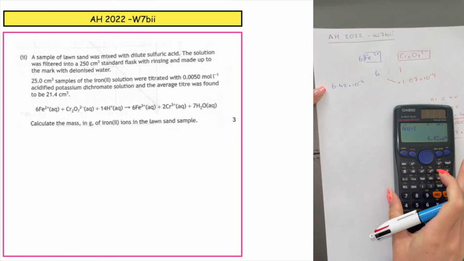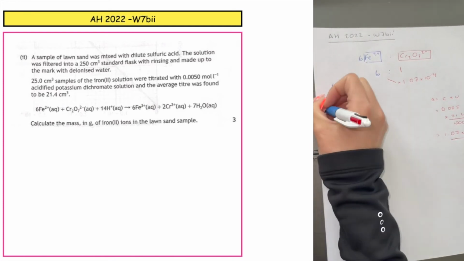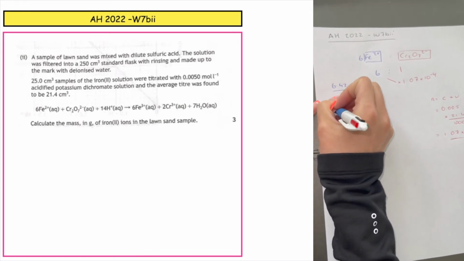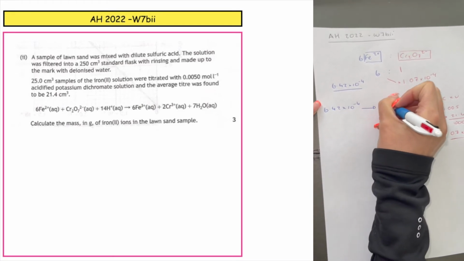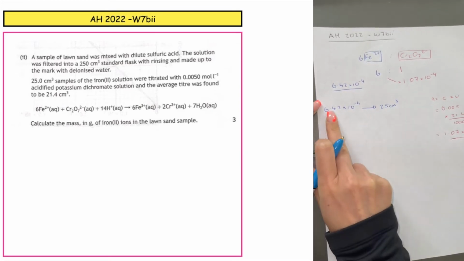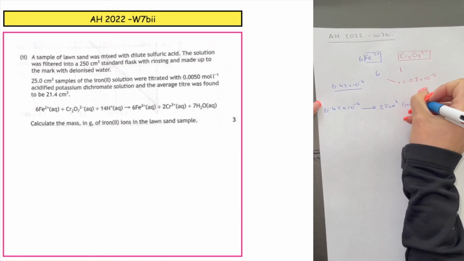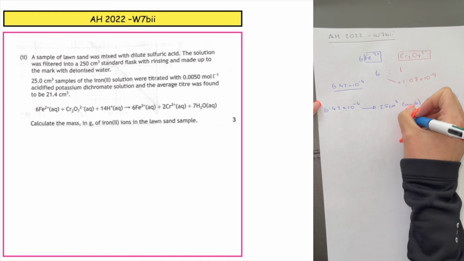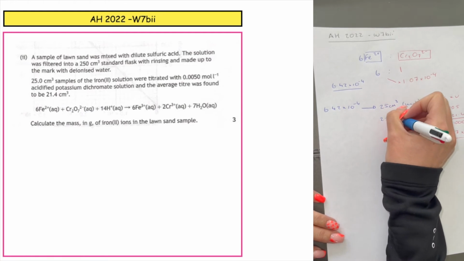minus 4. Now what we can see there is the number of moles which had reacted in 25 centimetre cube samples. So we've got 6.42 times 10 to the minus 4, which were found in 25 centimetres cubed, which was my sample size. However, that sample was taken from my standard flask, so I have to scale for that. And my standard flask was 250 centimetres cubed.